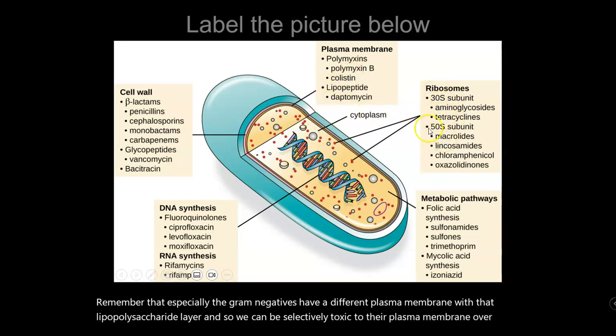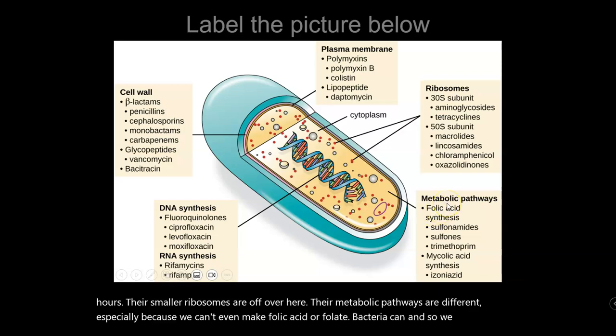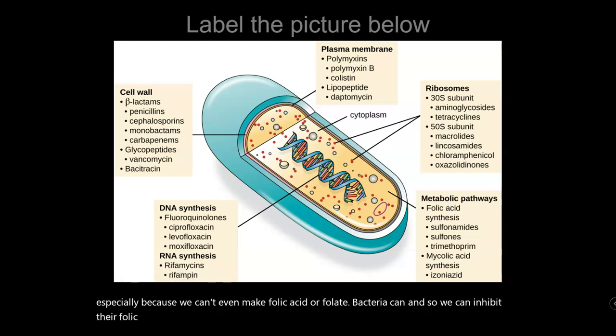Their smaller ribosomes are off over here. Their metabolic pathways are different, especially because we can't even make folic acid or folate. Bacteria can, and so we can inhibit their folic acid synthesis, which is one of the B vitamins. And without that B vitamin, they can't harness their energy like they're supposed to.